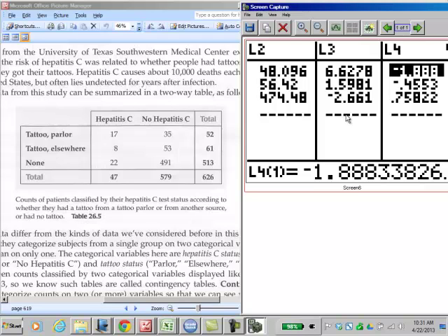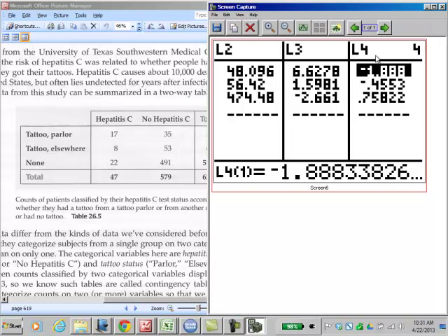Now, what about the probability of no hepatitis? In other words, you got a tattoo in a tattoo parlor, what's the probability you don't get hepatitis? Look at this number here. The incidence of no hepatitis is almost 2 standard deviations to the left, in the negative direction.